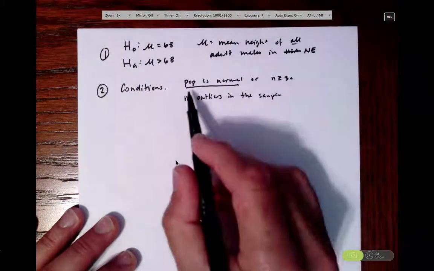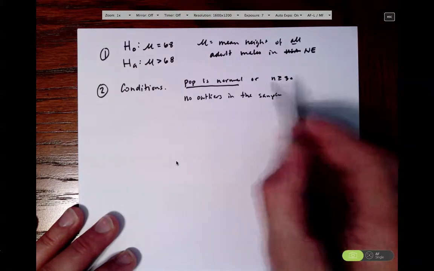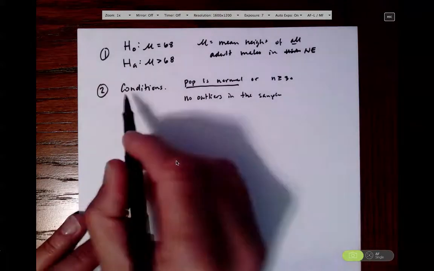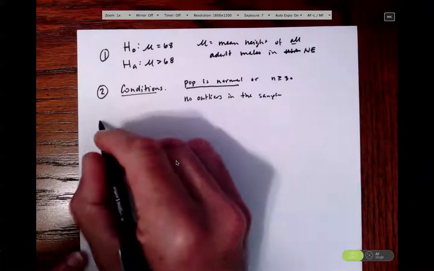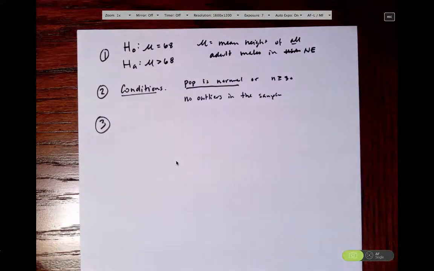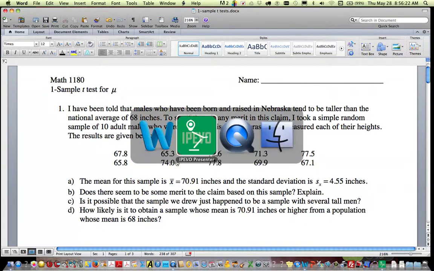We only have to do this when n is less than 30. If n is bigger than 30, then all we have to do is say that the sample size was big enough. What this allows me to do is basically invoke the central limit theorem. Now the third step is really the mechanics or the mathematics part of this one, and what we're trying to do here is answer part D. How likely is it to obtain a sample whose mean is 70.91 inches or higher from a population whose mean is 68? Remember that we're assuming that the population mean is 68 inches.